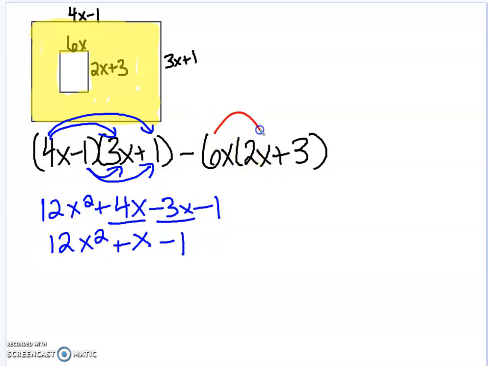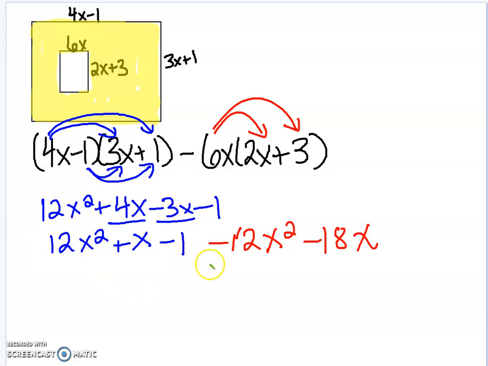I can also multiply negative 6x into both, or I could just multiply 6x into both and subtract everything afterwards. The main thing you do need to remember is that we are subtracting every single thing here on the right. So if I do multiply that negative 6x in, I'm going to end up getting negative 12x squared and negative 18x. So at this point, we're looking for combining like terms.